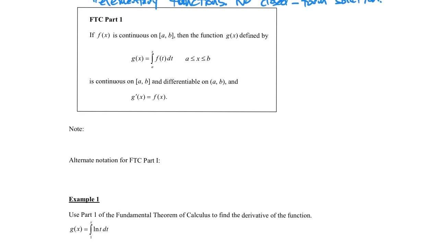It basically says that if f of x is continuous, which is pretty much how all of our theorems start off in calculus, we deal with continuous functions. So it's continuous on [a, b]. Then this function g of x, defined this way, is an integral: g of x is the integral of f of t dt from a, which is a constant, to x, which is a variable. So the upper limit is a variable. Let's make a quick note of that here. Upper limit is a variable.